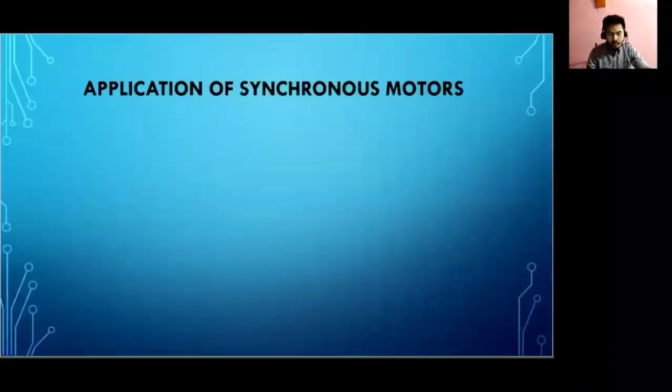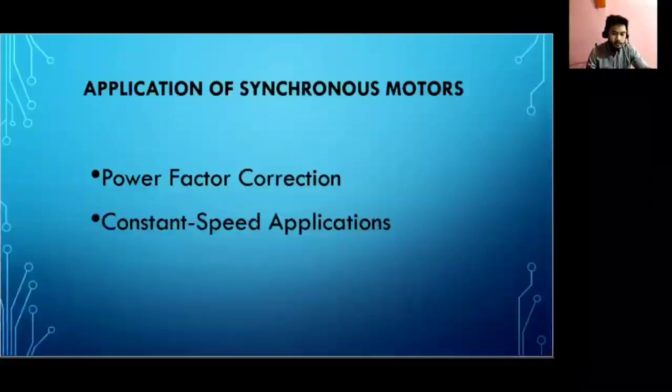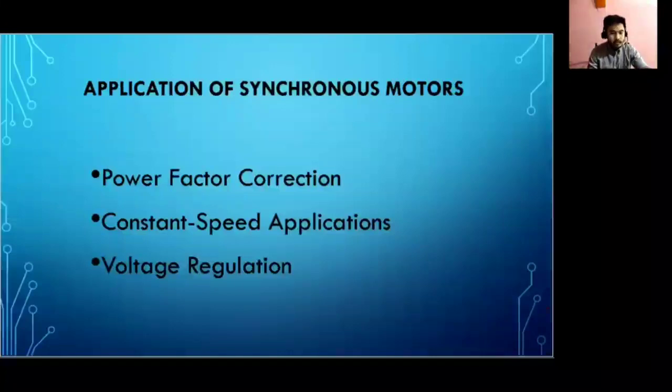Now, before we proceed to a problem-solving example, the application of the synchronous motor is for power factor correction. This is the very important aspect of the synchronous motor for our electrical system. It is used for constant speed applications because it operates at less than 500 RPM, and it is preferably used for compressors, rolling mills, and for voltage regulation.